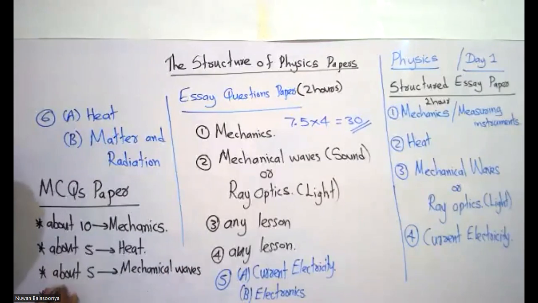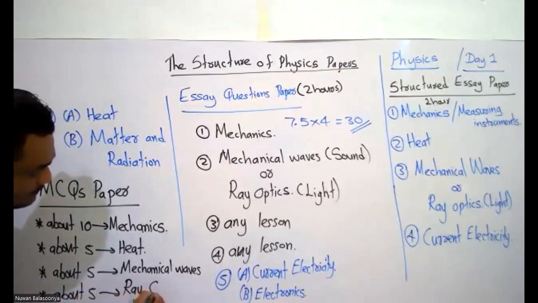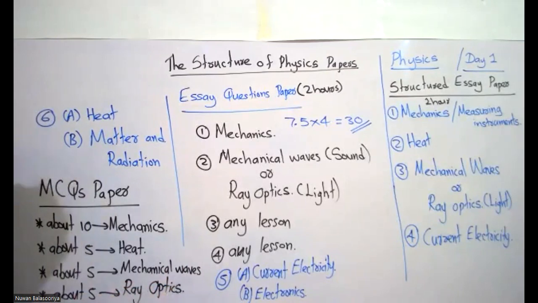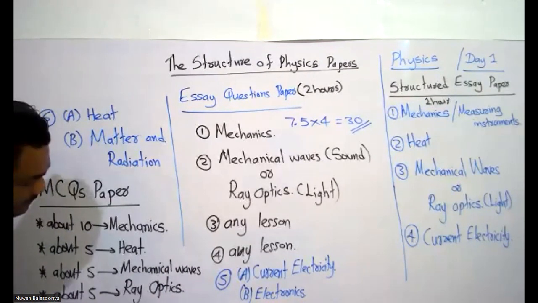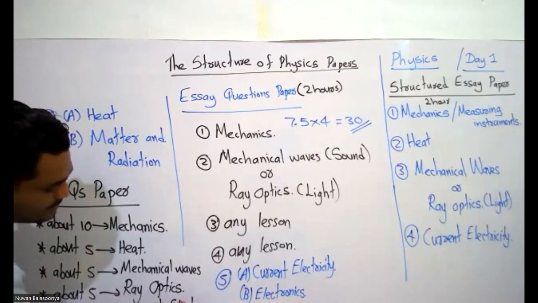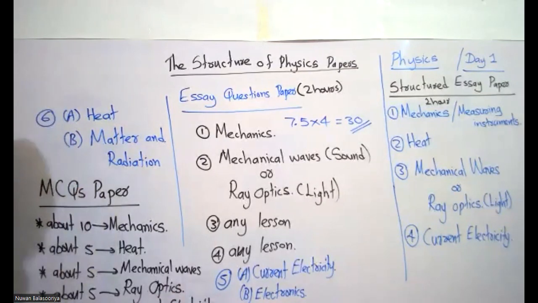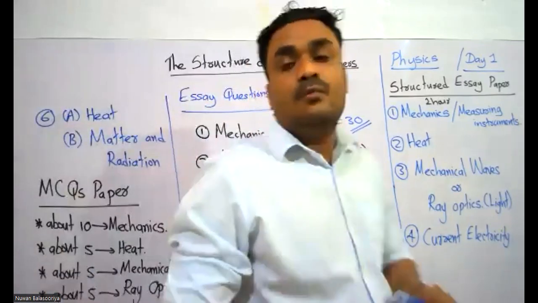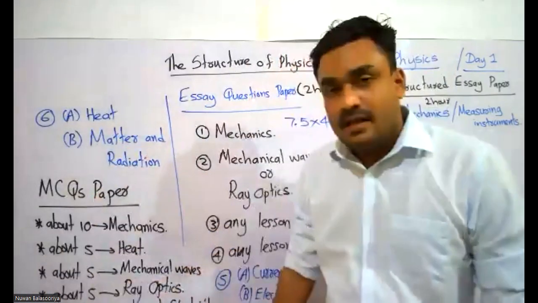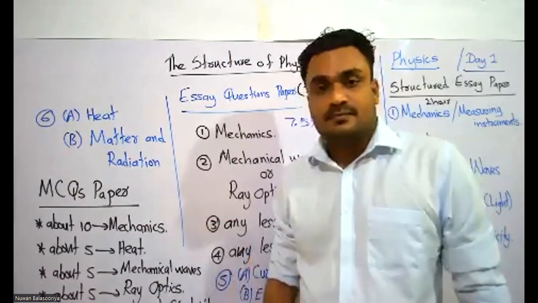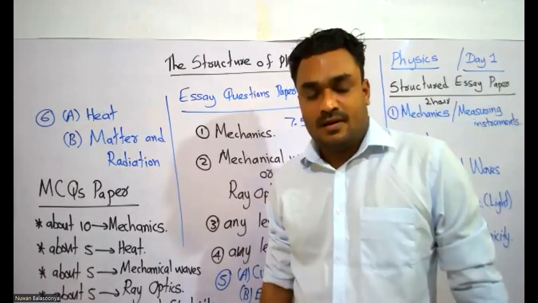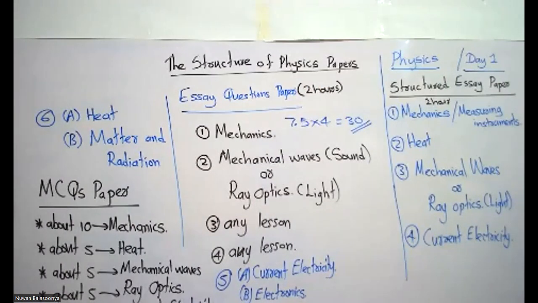About another 5 questions are given from ray optics, which means the light lesson. Another 5 questions are given from the current electricity lesson. Now, can somebody unmute the mic and tell me how many questions are given from these lessons here? Just count and tell me. Lamai? 30. 30, very good. 30 questions are given from these lessons.